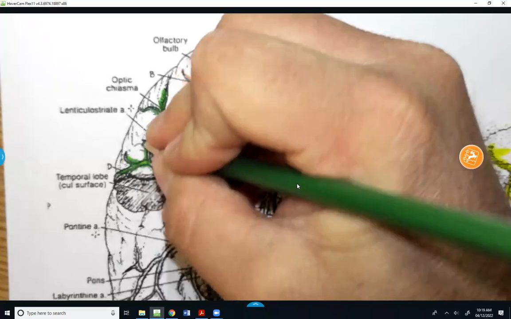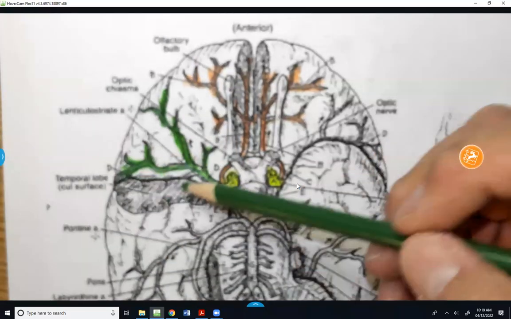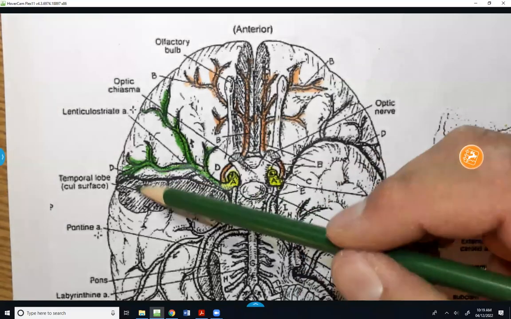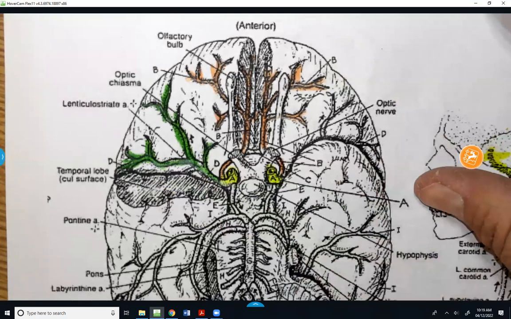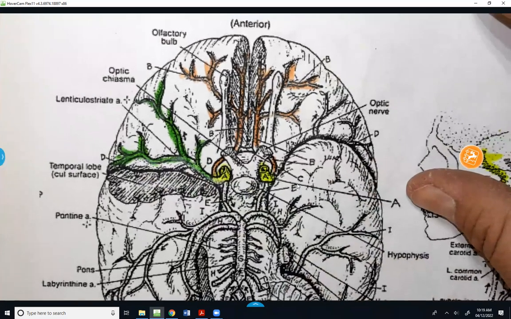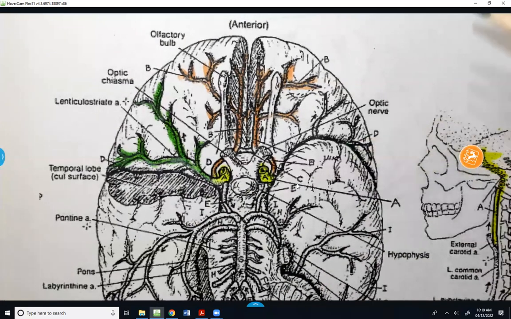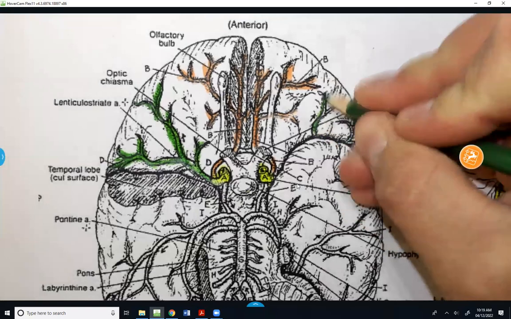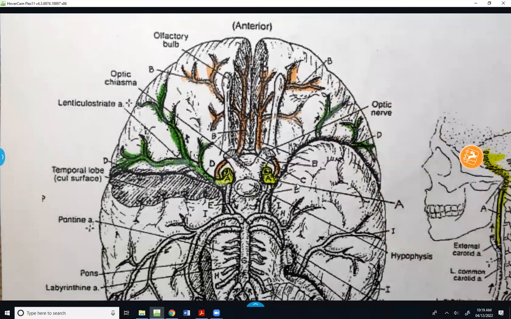Now, if you notice here on the left side of the image that I'm coloring right now, we get a good view of it, and that's because we've cut part of the temporal lobe. I shouldn't say we, but the figure has part of the temporal lobe removed. So you can see what's in that little crevice deep to that temporal lobe there. Over on the right side of the image, we can only see a little bit of it kind of poking out right there and there.